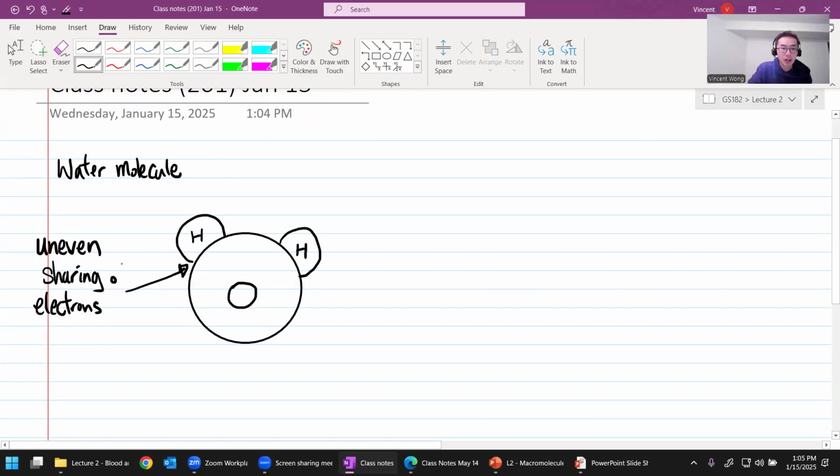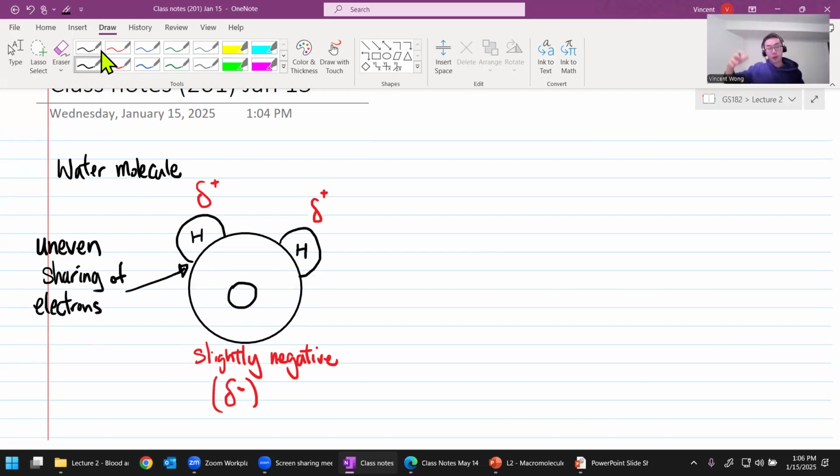Uneven sharing of electrons. The oxygen will pull the electrons towards itself more strongly than the hydrogen is able to do. And as a result of this, the oxygen portion is slightly negative. Okay, we have a symbol for it. It's like an 8 that you don't finish drawing and then negative. If you see this symbol, it means slightly negative. And by the same logic, the hydrogens would be slightly positive.